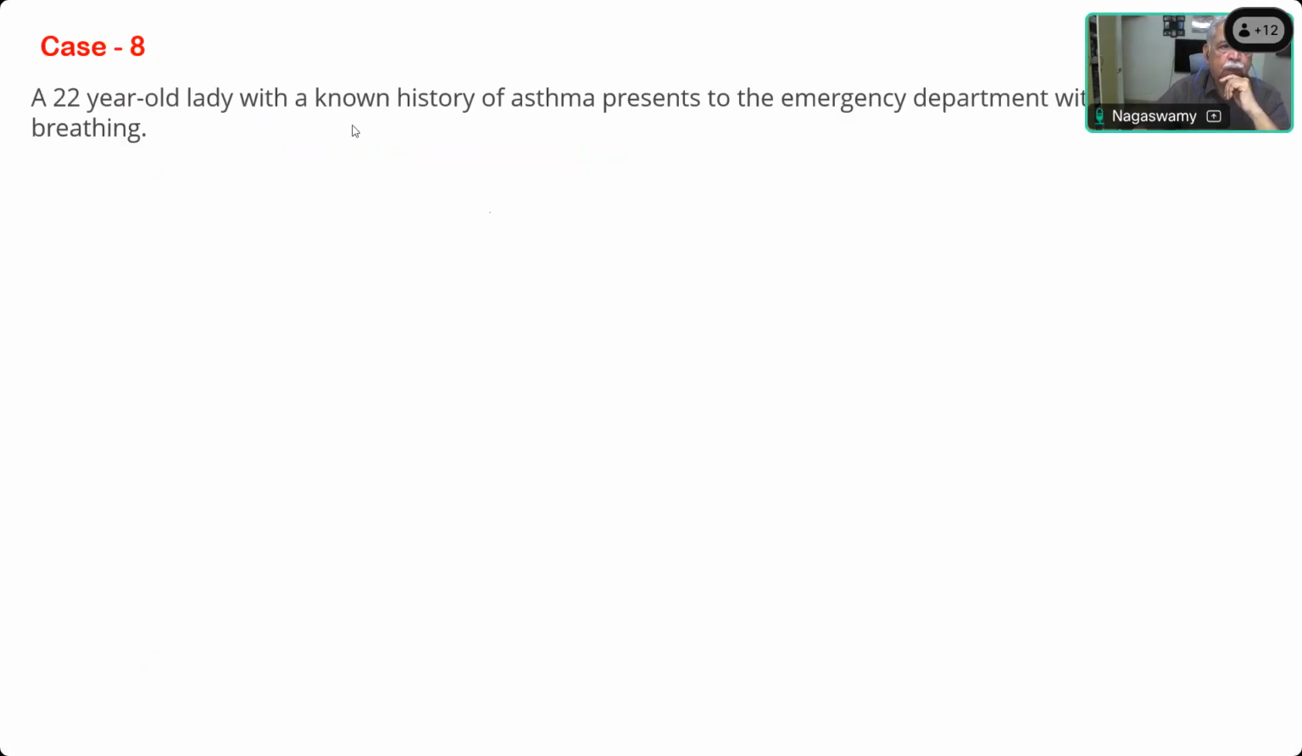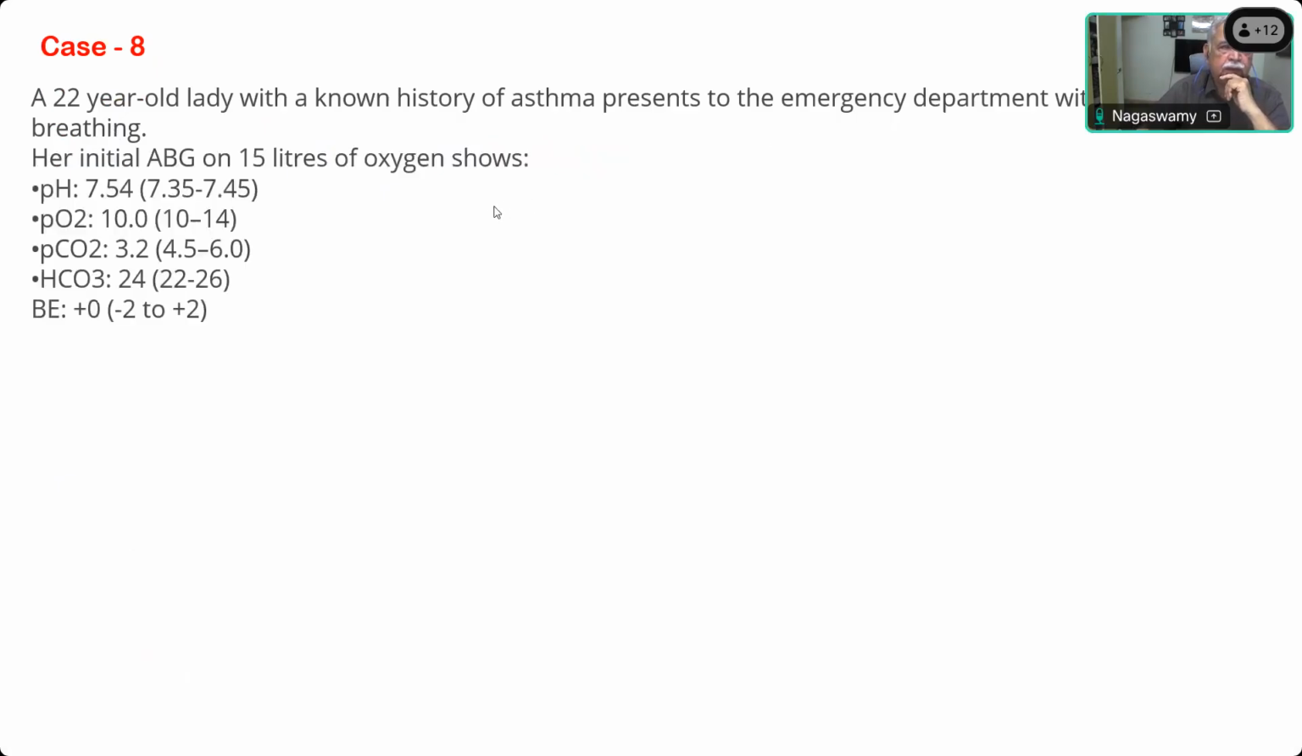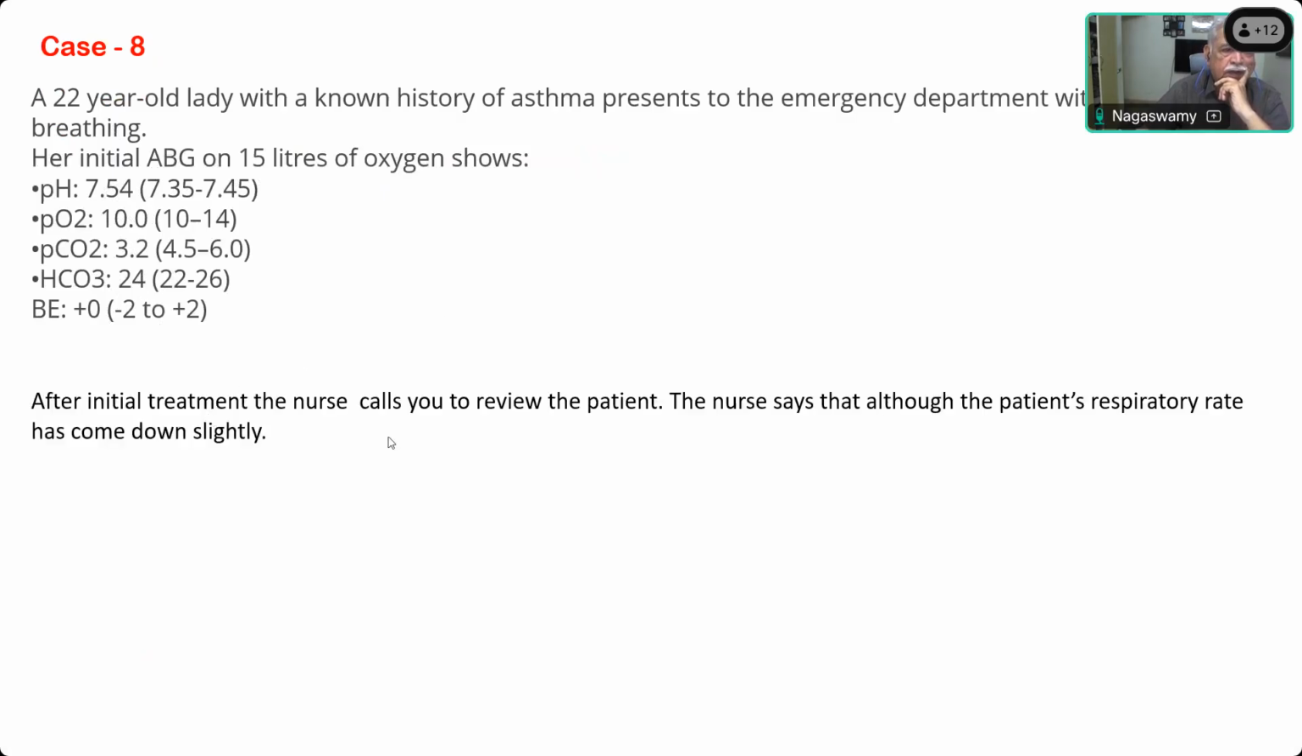A 22-year-old lady with a known history of asthma presents to the emergency department with difficulty in breathing. She is on 15 liters of oxygen supplementation. The ABG is taken. pH is on the alkalotic side. CO2 is just normal, PCO2 slightly low. Bicarb is within normal range. No base excess. After initial treatment, the nurse calls you to review the patient.